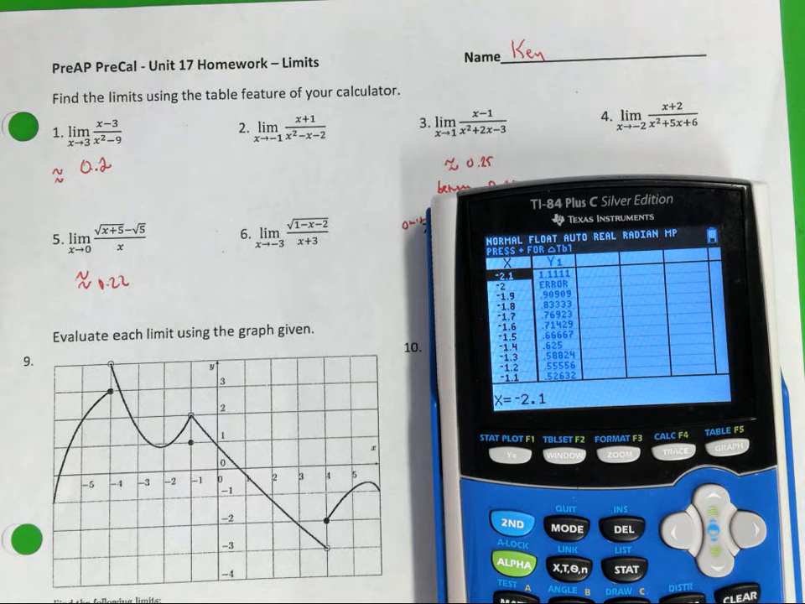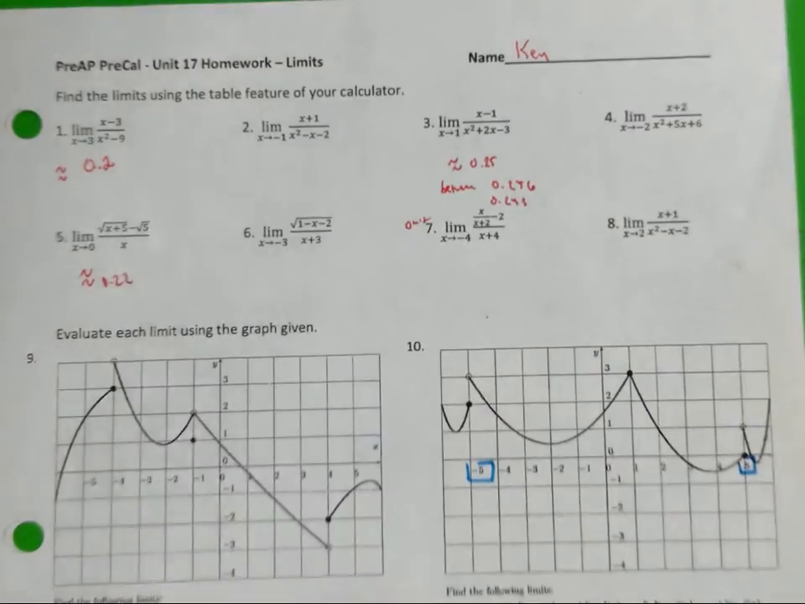If you factored that down, could you factor and get an x plus 2 out of this? A hole. A hole will be occurring there. That's the type of discontinuity. There's a hole. Now, if you graph it on a graph calculator, could you see a hole? No. But can you see an asymptote? Yes. All right, let's look at number 6.